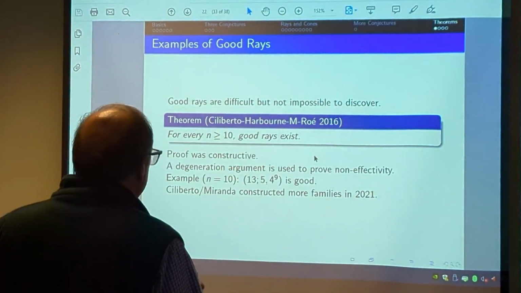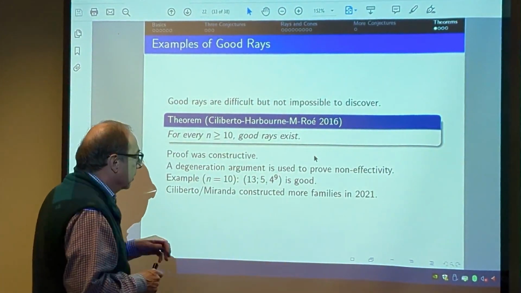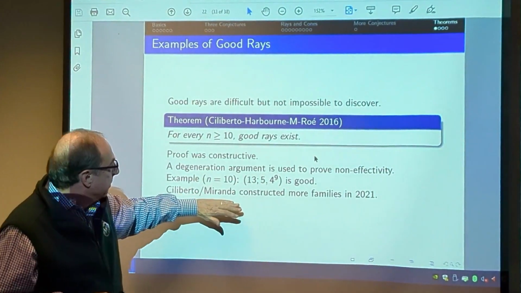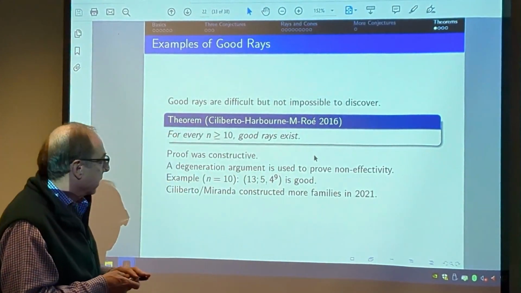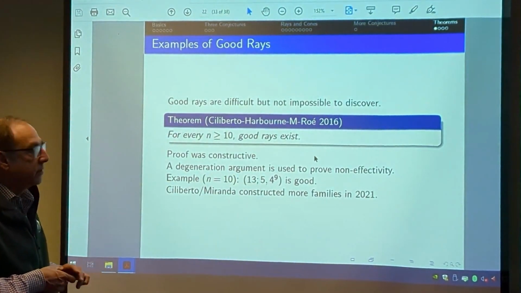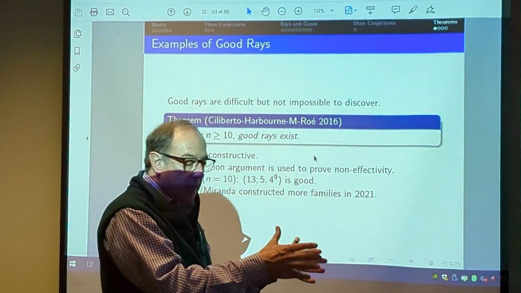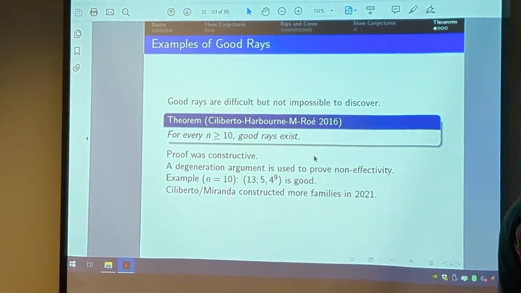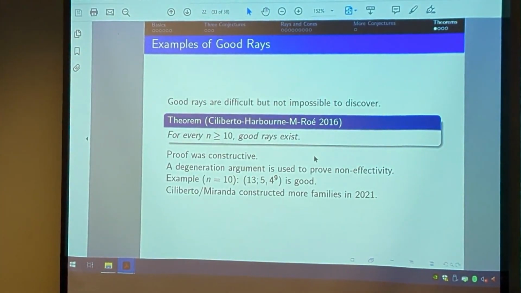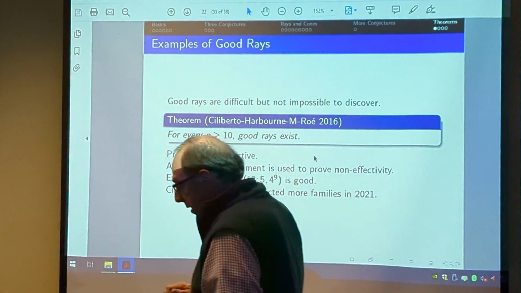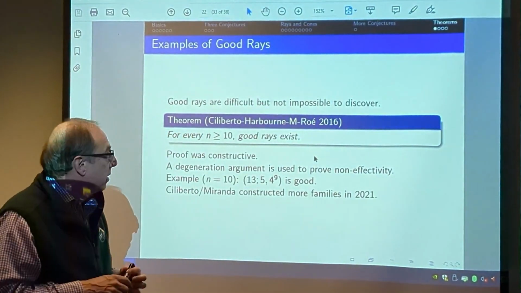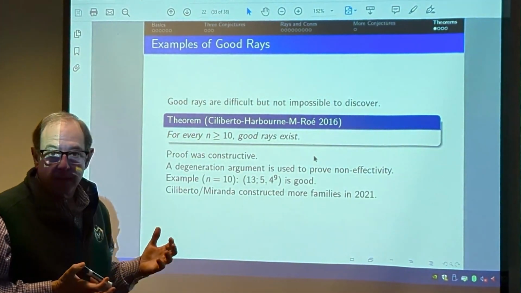We used the degeneration method. And then a year ago, Chiro and I used similar techniques and constructed many more families of good rays. So again, finding good rays meant we got some information. Those are extremal for the Mori cone and the nef cone, and that gives us a little information about the Mori cone. But it was still unknown whether there were any wonderful rays.